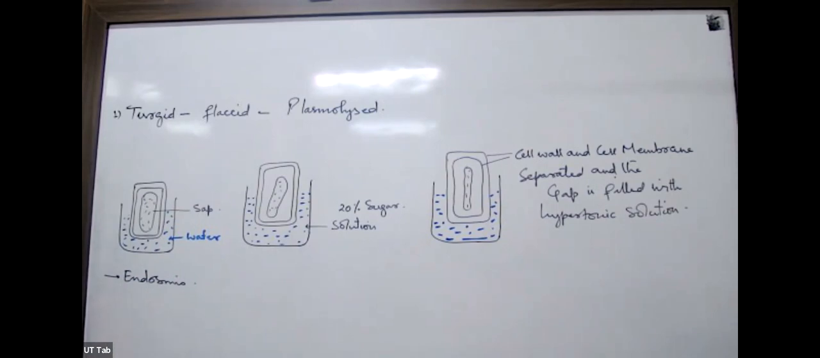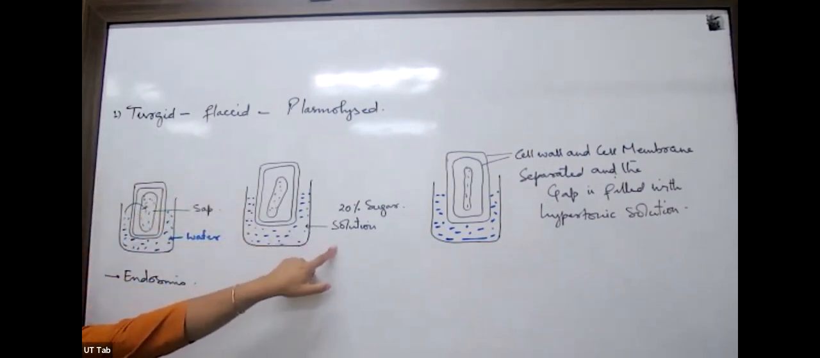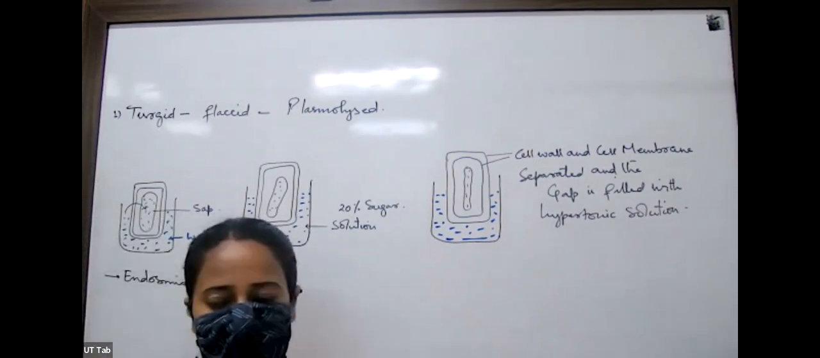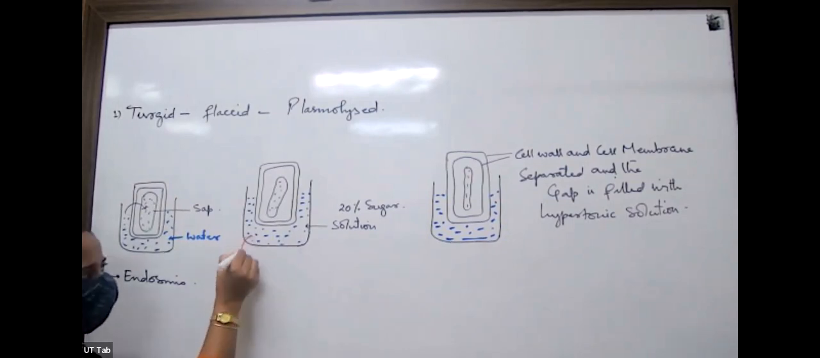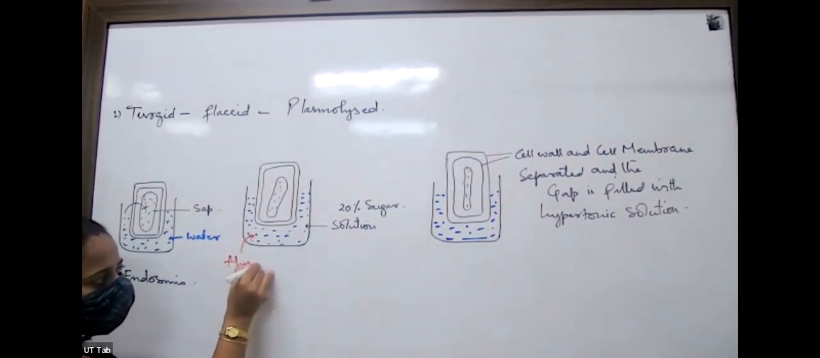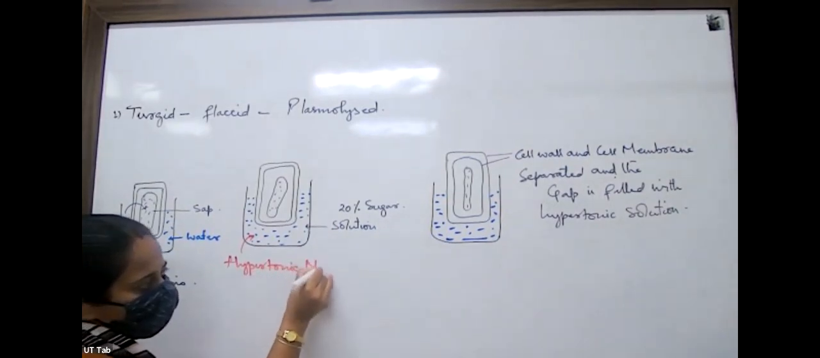Just now we had answered a question. Endoosmosis means inward movement of water. Now that there is so much inward movement, that's the reason the cell is becoming turgid. Now what do we do? We pick this turgid cell and put it in a concentrated sugar solution. What do we call this concentrated medium? Hypertonic medium.